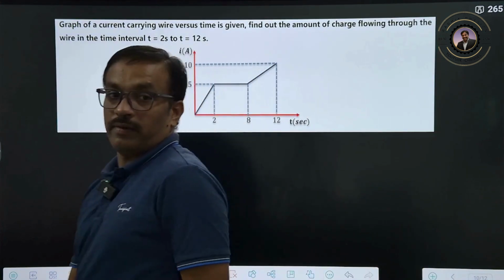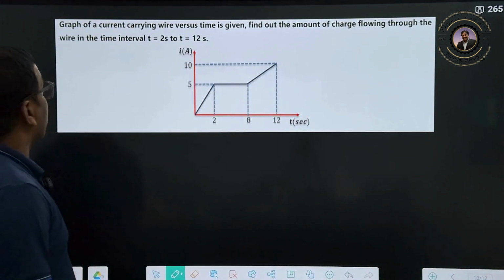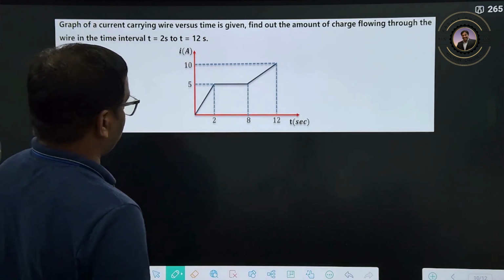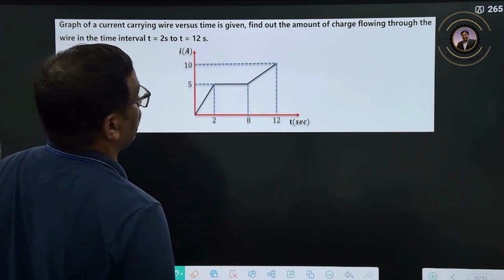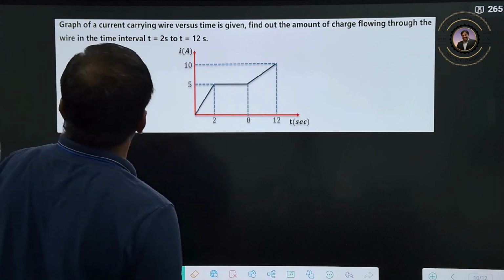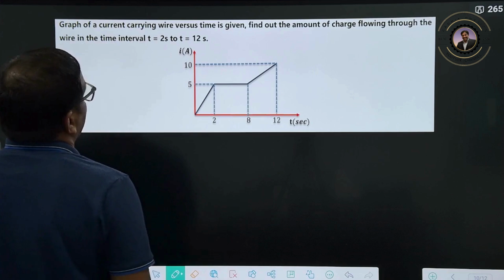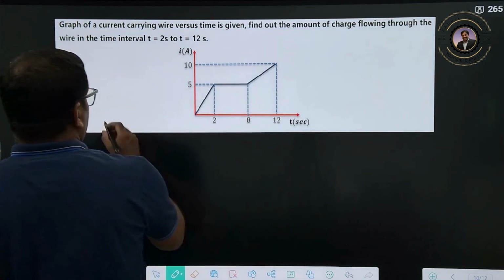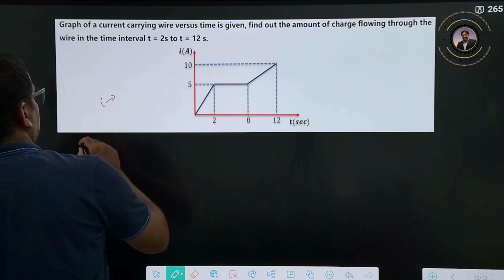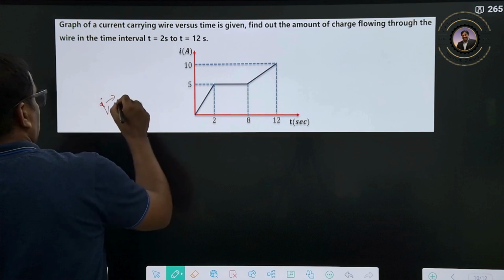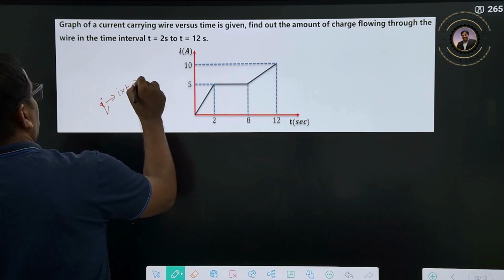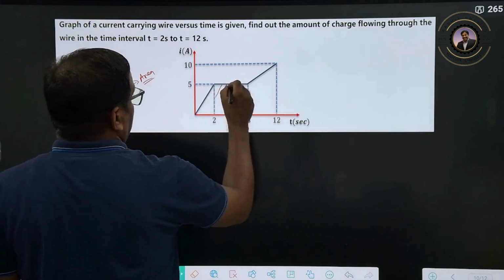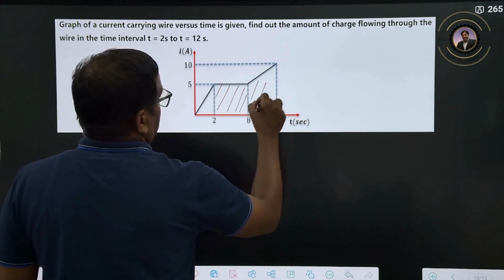Right. So therefore, a graph of current carrying wire versus time. Find the amount of charge flowing through the wire within the time interval t equals 2 seconds to 12 seconds. Therefore, amount of charge, what can you write now? Charge means, the amount of charge flowing is current into time, therefore nothing but the area under this graph. We have to calculate this area plus this area.